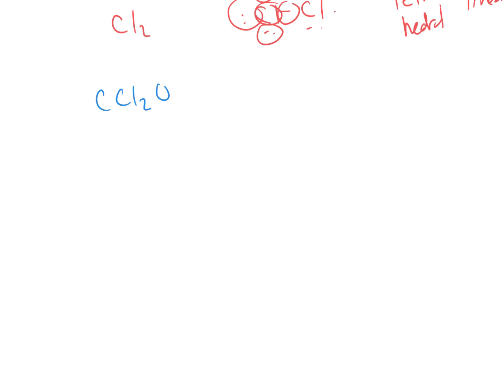All right. What's our first step to determining the geometries, guys? Yeah, we gotta draw the Lewis structure first, right? So, count the valence electrons. Carbon has 4. Chlorine has 7 times 2. That's 14. And oxygen has 6. That's a total of 24 electrons. Questions?